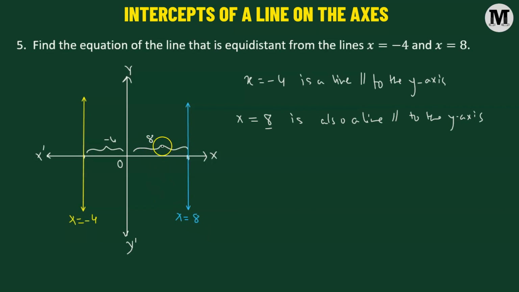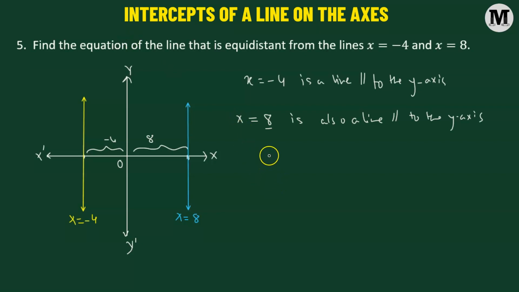Our goal will be to determine a line which is equidistant from both the two lines. Now it only makes sense that that line also has to be parallel to the y-axis. Only then can we say it's going to be equidistant from both lines, x equals -4 and x equals 8. Now the goal will be to find the equation of that particular line. Since the line is going to lie between these two lines, our goal will be to first determine the x-intercept of the new line.